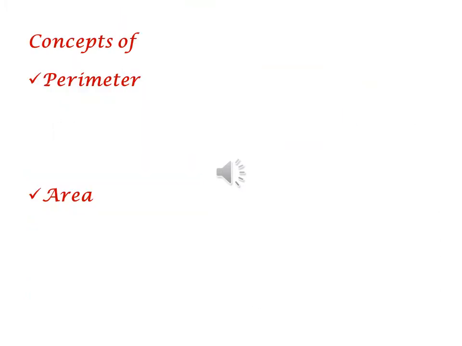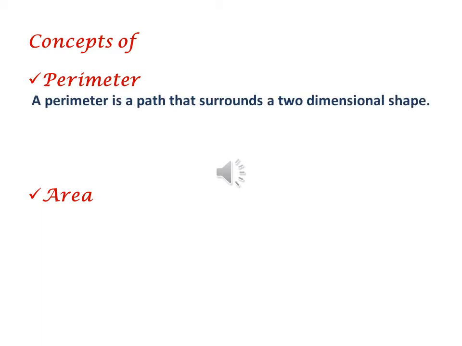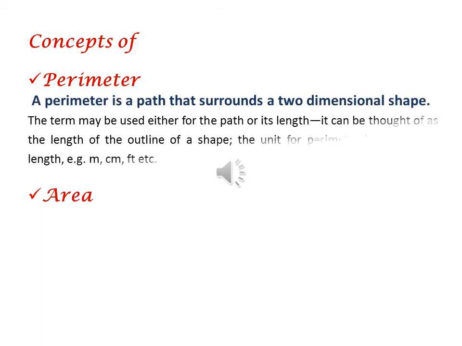Now we will learn the concept of perimeter and area. A perimeter is a path that surrounds a two-dimensional shape. It can be thought of as the length of the outline of a shape. As it is a length, its unit will be something like meter, centimeter, feet, etc.